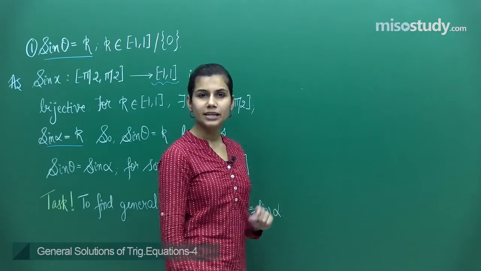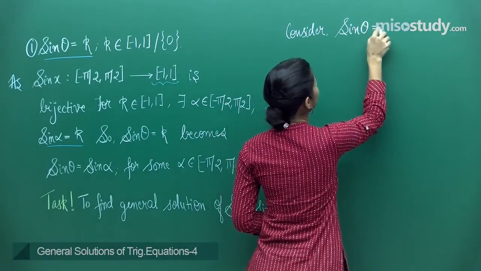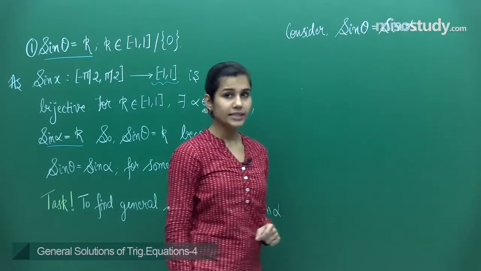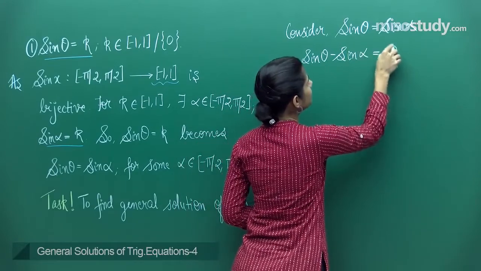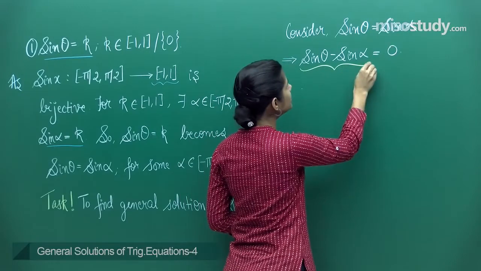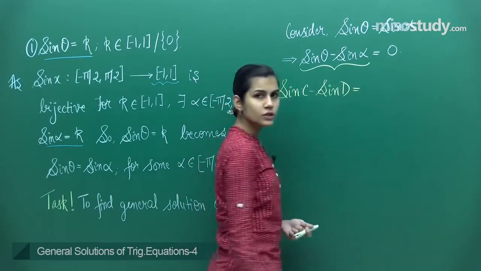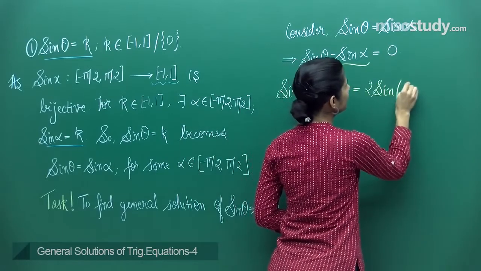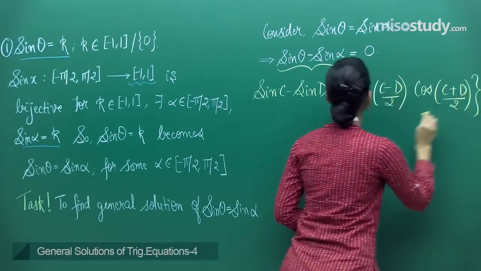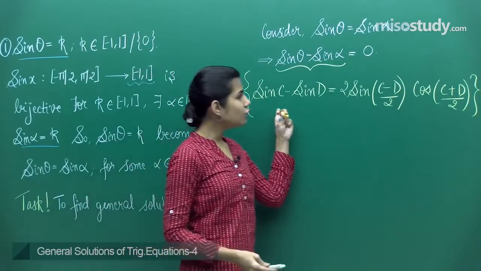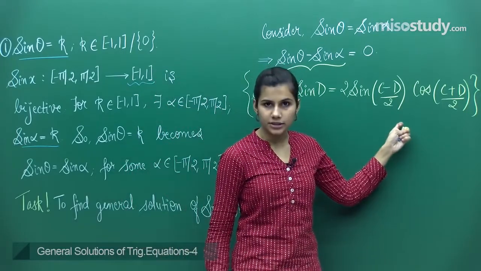So let's start from the very trigonometric equation. If I consider sine theta equals sine alpha, where alpha is known and theta is unknown, I can write this as sine theta minus sine alpha equals 0. And this resembles the very formula of sine C minus sine D, which is 2 sine (C minus D) by 2 cos (C plus D) by 2. Just by the use of this formula, I will be able to simplify my expression with a different sign into the product. So let's do that.